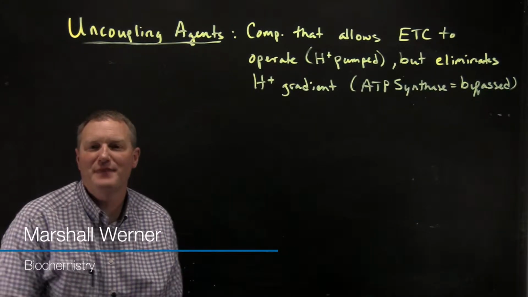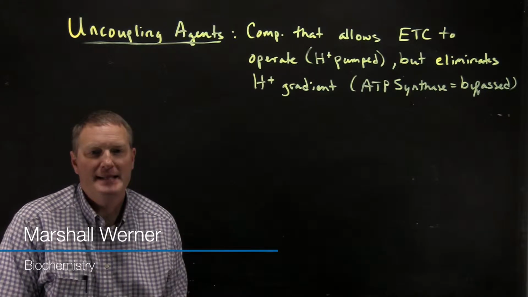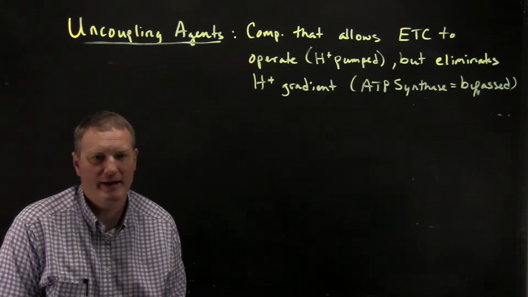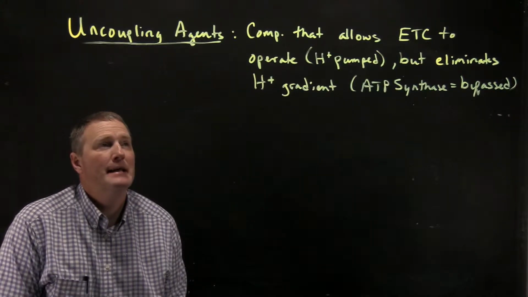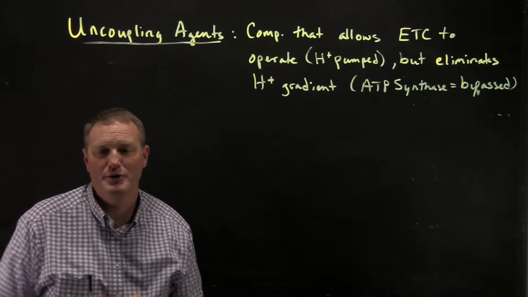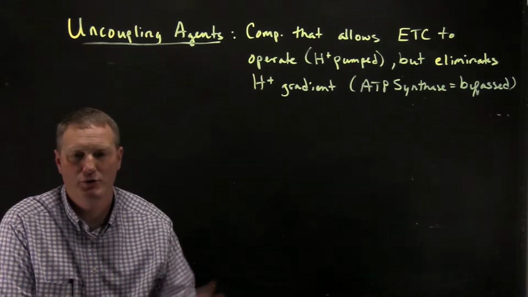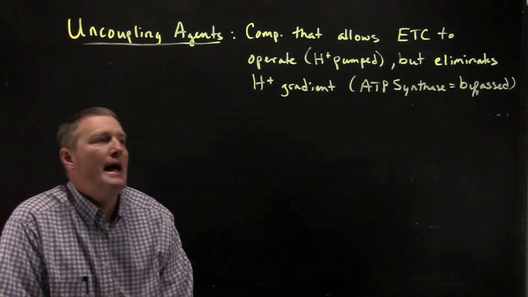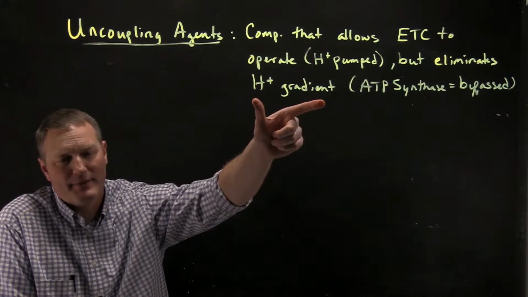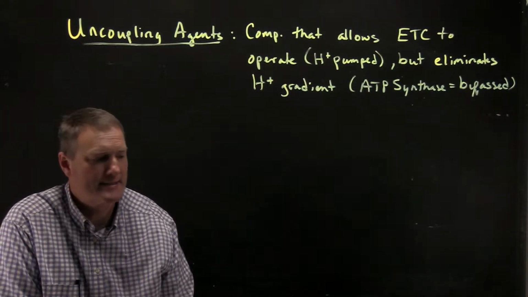Hey everyone, in this video I'm going to talk about what are called uncoupling agents. These are compounds that interact with the electron transport chain and the inner mitochondrial membrane in a certain way. What they do is allow the electron transport chain to still operate, so protons are still going to be pumped as NADH and FADH2 donate their electrons. However, it's going to eliminate the proton gradient. And as a result, it's going to bypass ATP synthesis.